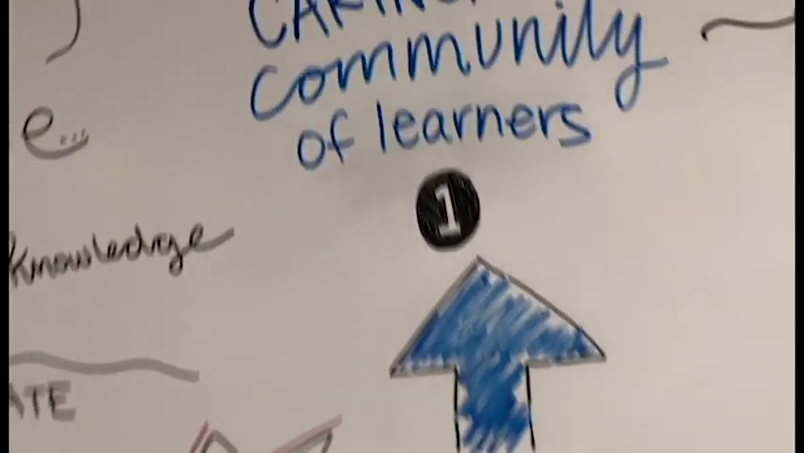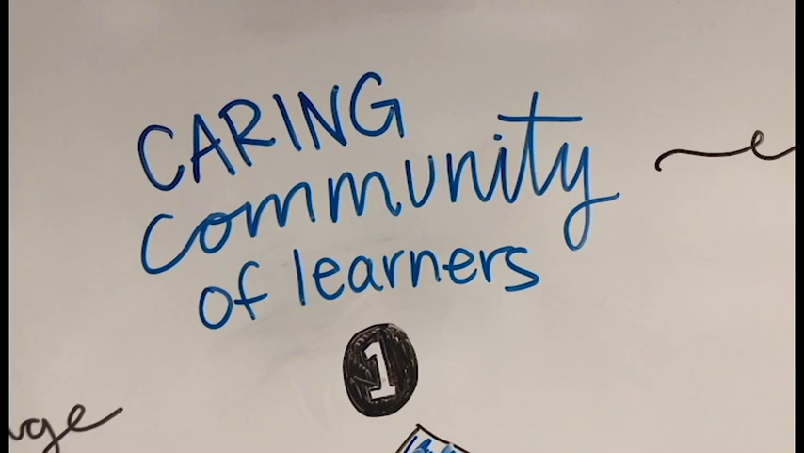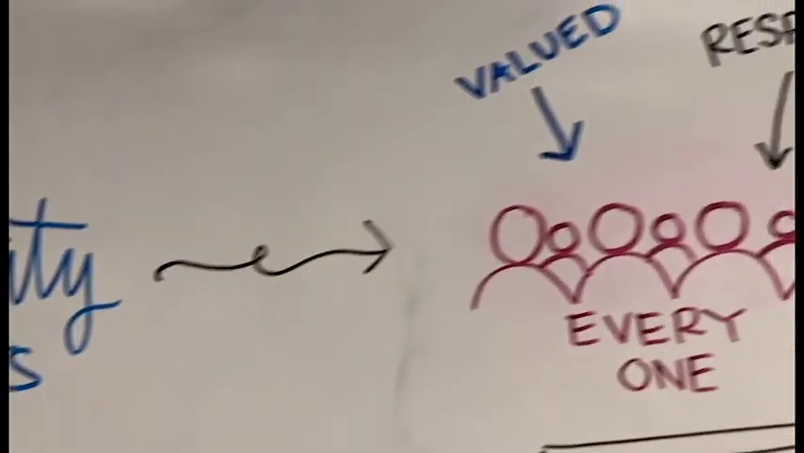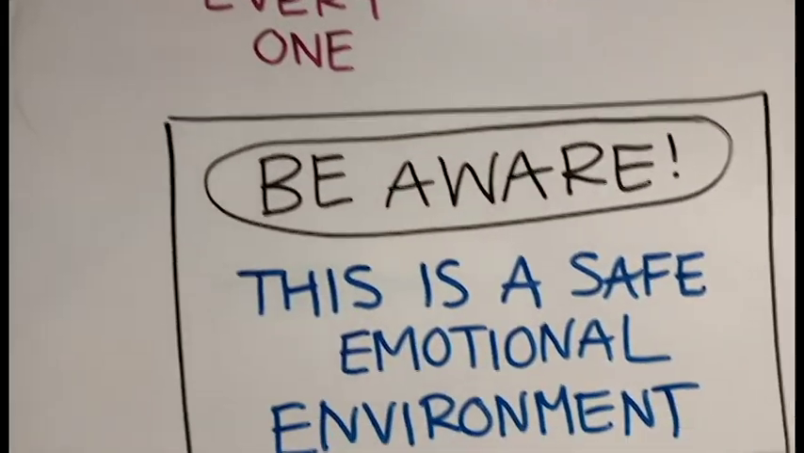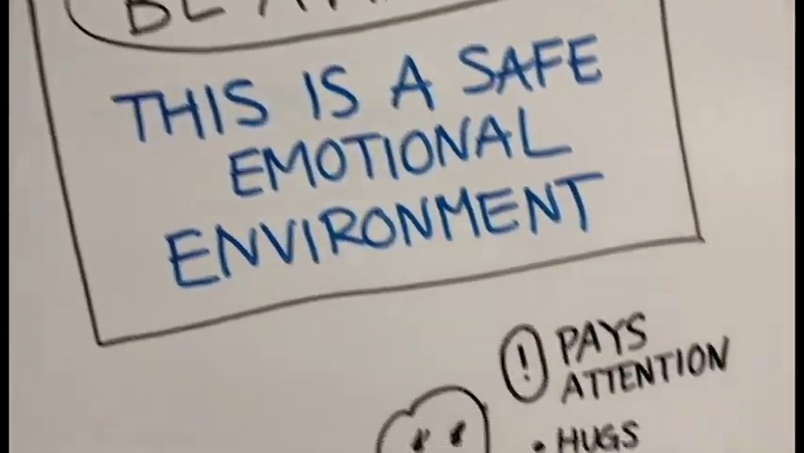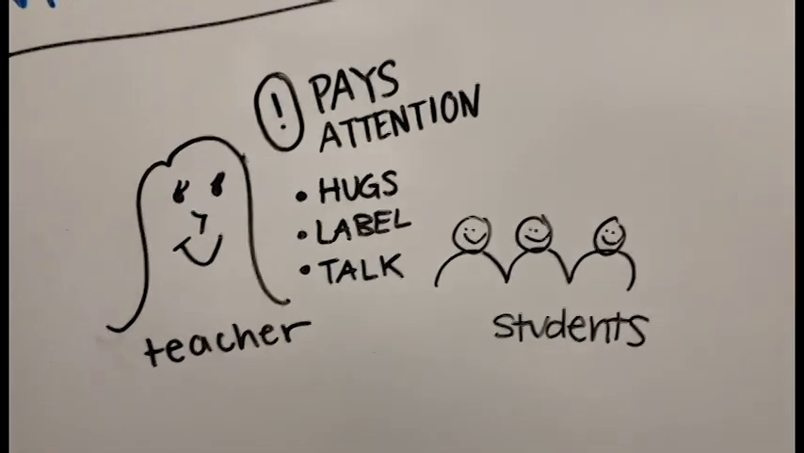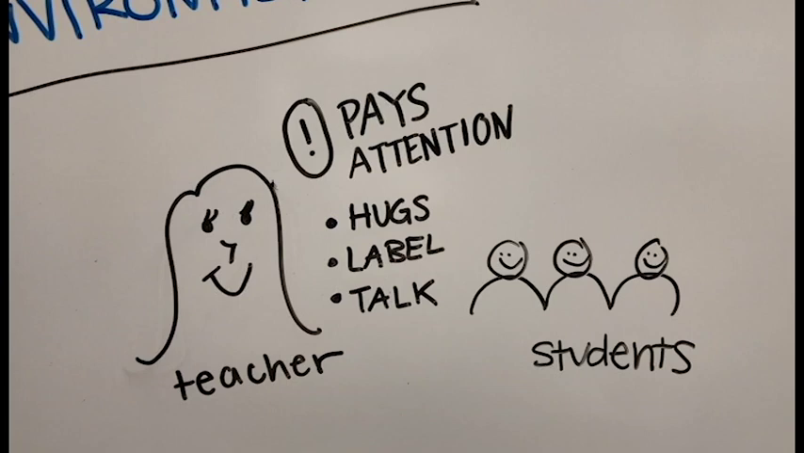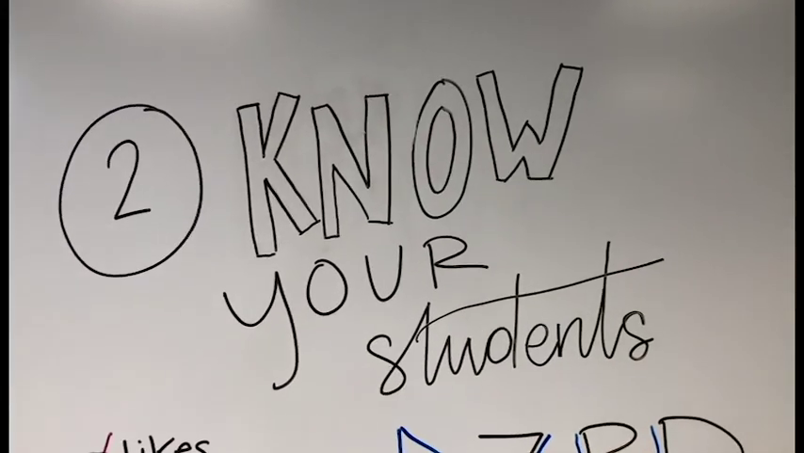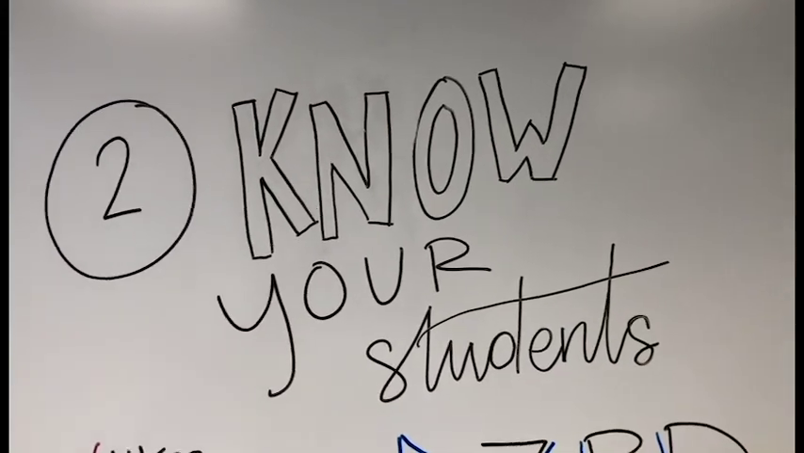First, the classroom should be a place where the teacher and the students care about each other and support each other's learning. This is called a caring community of learners. In a caring community of learners, each person is valued and respected in order to create a safe emotional environment. Teachers should pay attention to children's emotional needs by meeting them with love and kindness, like giving a hug when appropriate, labeling emotions the children are feeling, and communicating with students about their problems to help them come up with a solution.